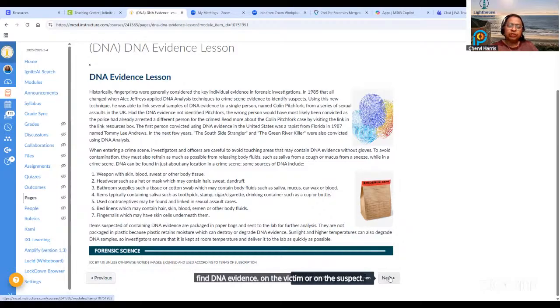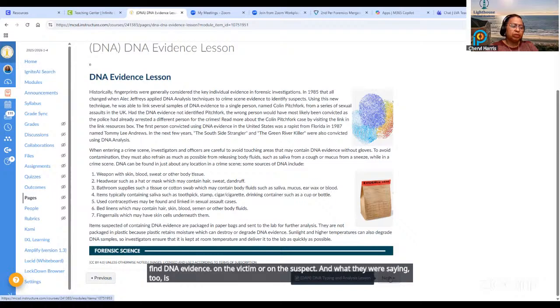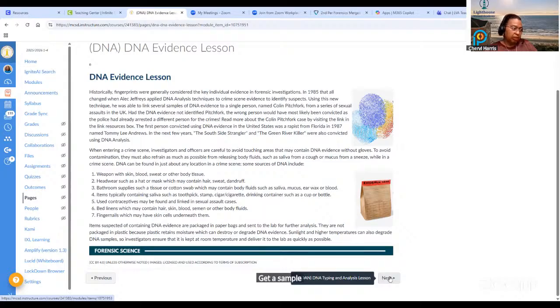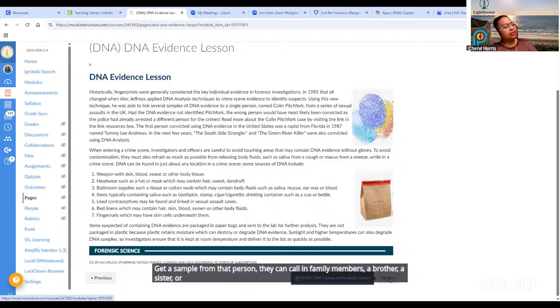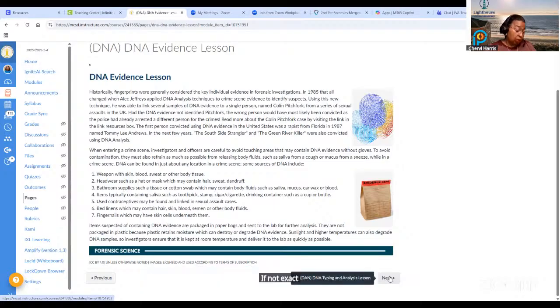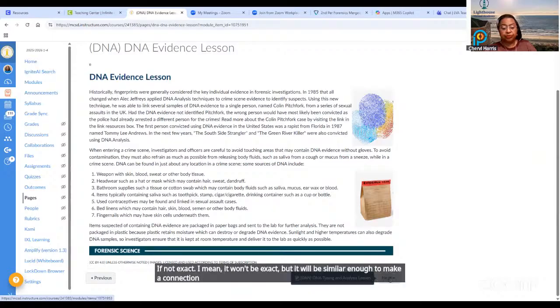And what they were saying too is sometimes, if they suspect a person but cannot get a sample from that person, they can call in family members, a brother or sister or someone like that, and get a sample from them, and the match will be similar, if not exact. I mean, it won't be exact, but it will be similar enough to make a connection.